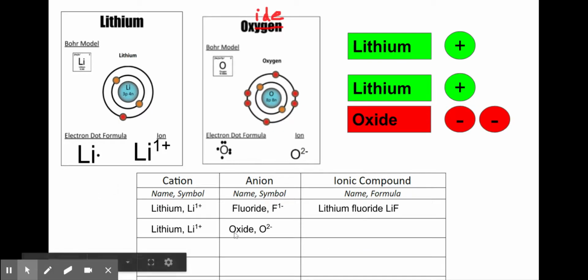How do I show that in the formula, though? I need to show that there are 2 lithiums. So I have lithium oxide is the name, but I use a subscript 2 behind the lithium to say there are going to be twice as many lithium as oxygen. 2 lithium for every 1 oxygen. Li2O. We'll do another one like that now so that you can see how it works again.